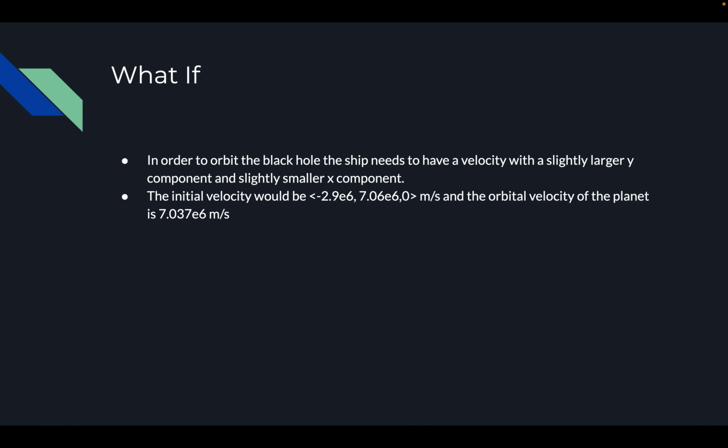What if? In order to orbit the black hole, the ship needs to have a velocity with a slightly larger y component and a slightly smaller x component. In this case, the initial velocity would be negative 2.9 times 10 to the 6 meters per second in the x direction and 7.06 times 10 to the 6 meters per second in the y direction. And the orbital velocity of the planet is 7.037 times 10 to the 6 meters per second.